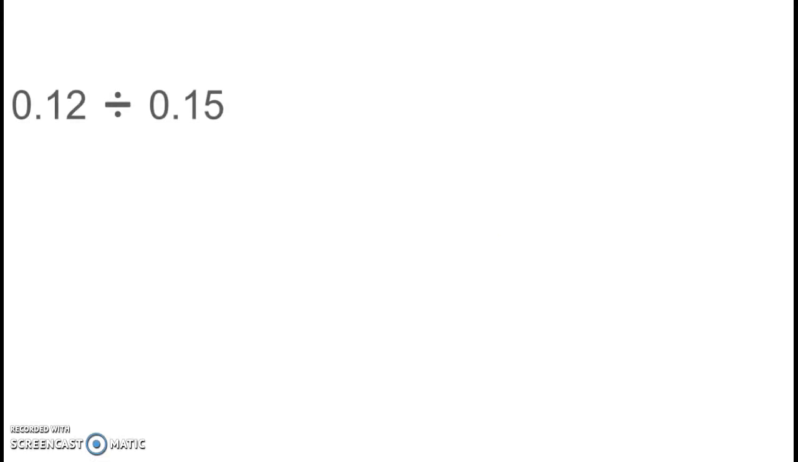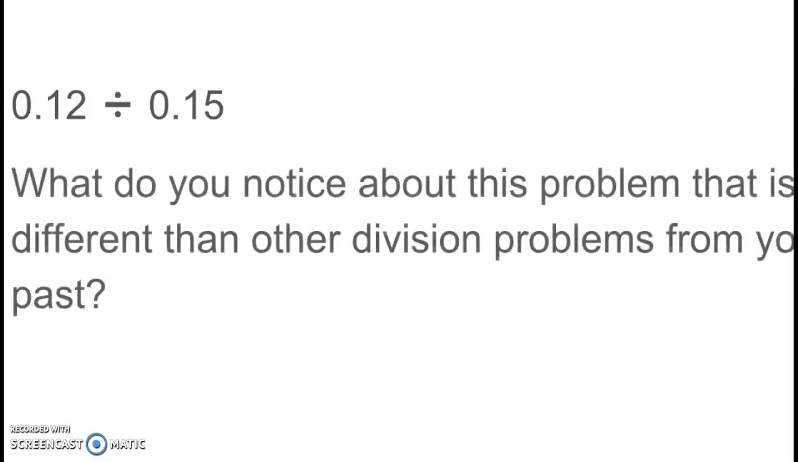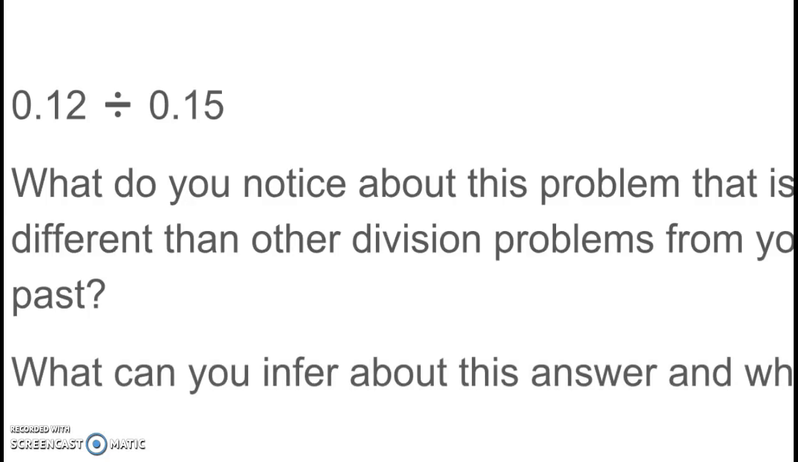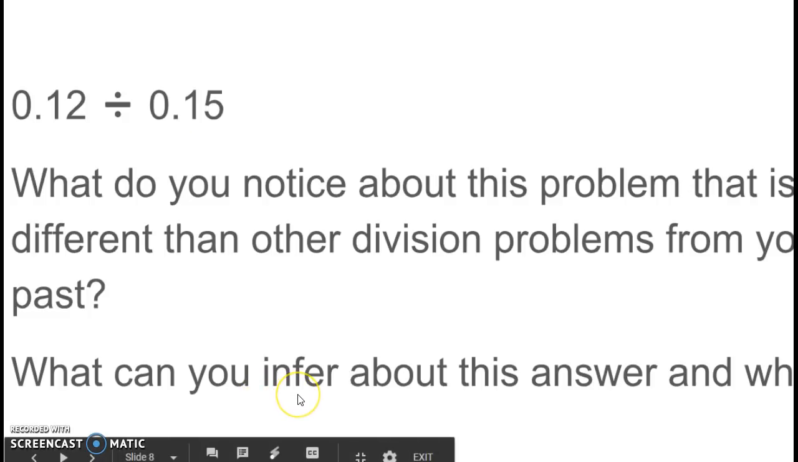All right. So now we have 12 hundredths divided into 15 hundredths. Okay? So what do we notice about this problem that is different than the other division problems from our past? In this case, our dividend is going to be the smaller number that's going to be in the doghouse, and we have a bigger number in the divisor. So what does that tell us about our answer and why?